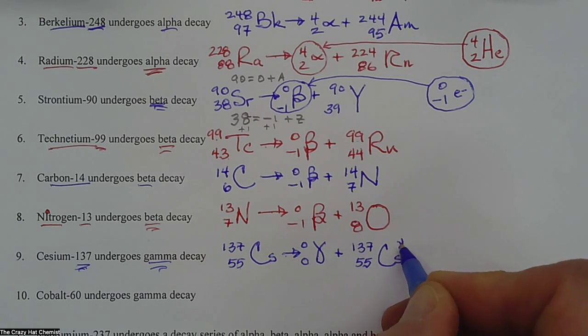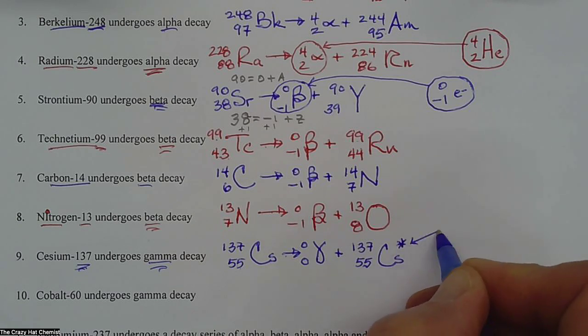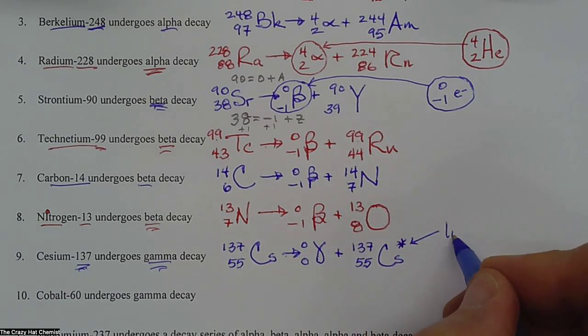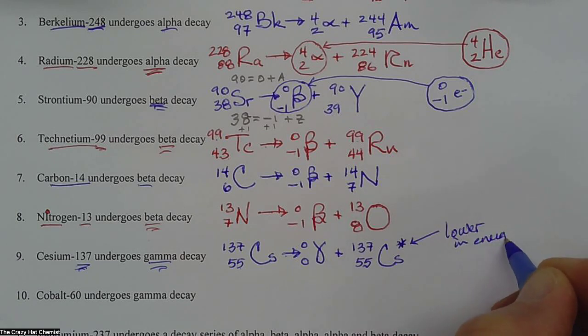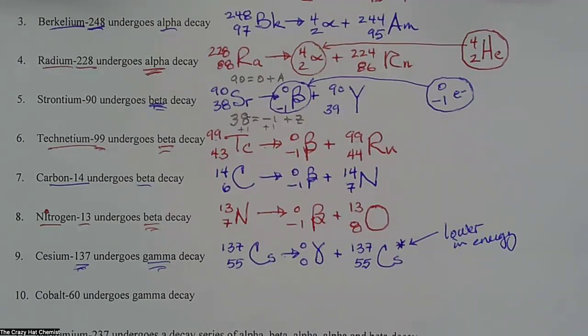I'm going to put a little asterisk next to this one here, and this is lower in energy than the reactant was. So just so that you know, it looks like, wait, I'm getting the same thing. Yes, that is correct. However, this product is lower in energy than this reactant was, and that's what happens.